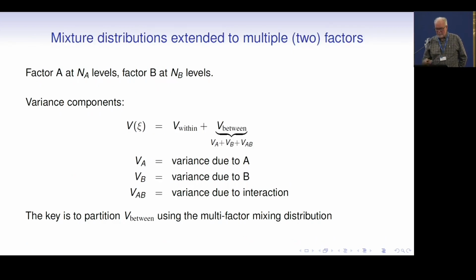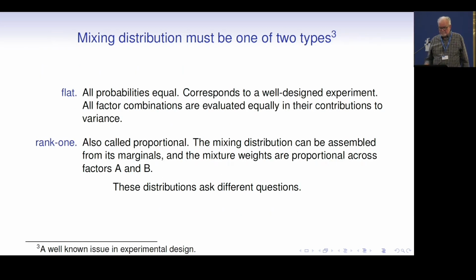I don't know. So here's what this method does for a case with two factors, factor A and factor B. What you're interested in doing is taking the between group variance and breaking that down into a component due to factor A, a component due to factor B, and a component due to their interaction. In order to do that, you have to define the mixing distribution within the population, the proportions that all those combinations of factors occur in.